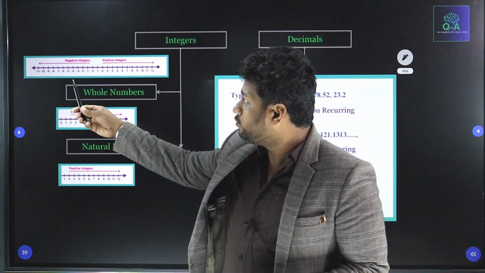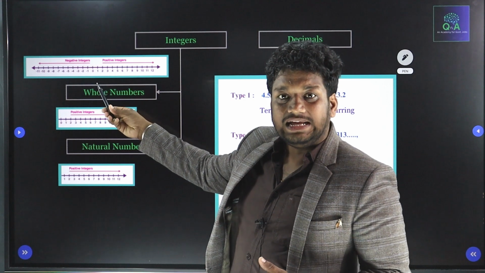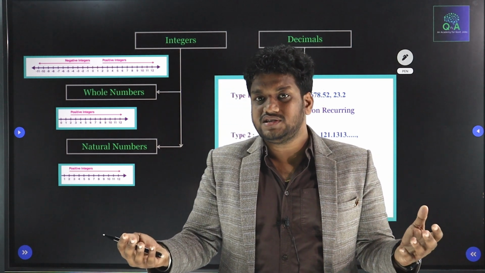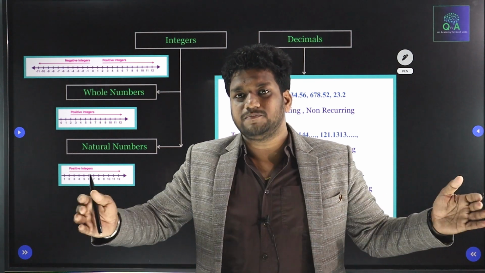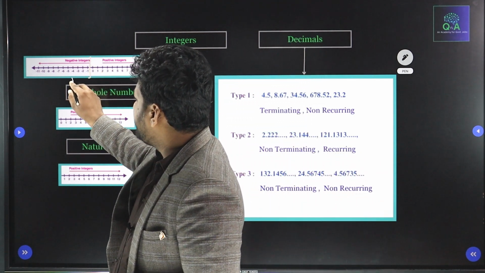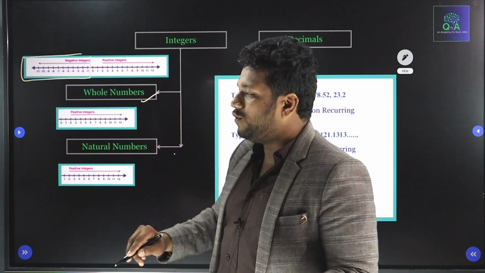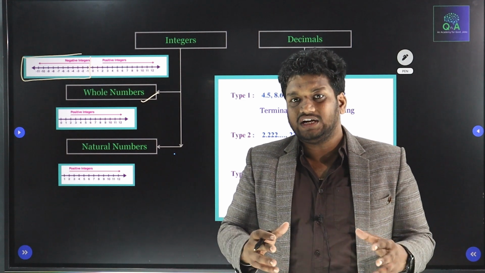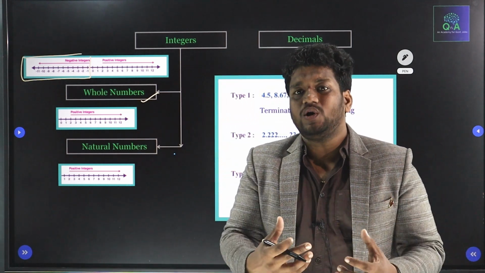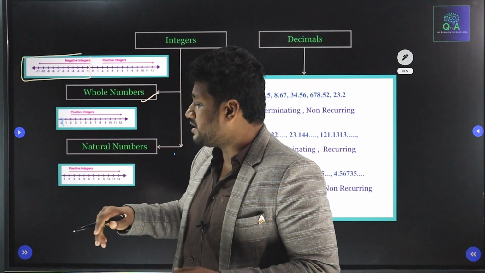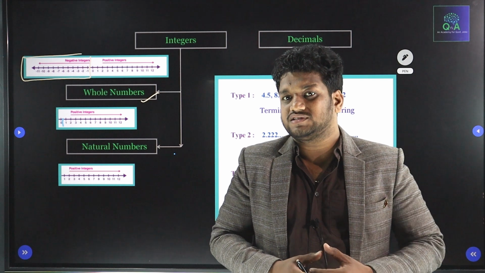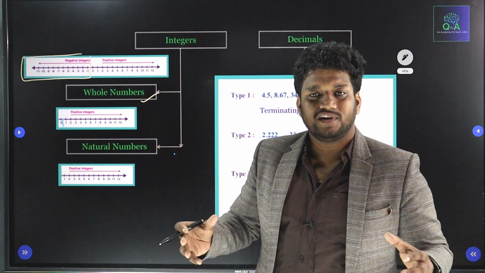Here you can see all the integers. Integers are the positive numbers and the negative numbers, included with 0. All these numbers are considered integers. From these integers, if you remove all the negative numbers, those numbers are called whole numbers. Again, from whole numbers, if you remove 0, those numbers are considered natural numbers. So from integers only, whole numbers, natural numbers, even numbers and also odd numbers came.